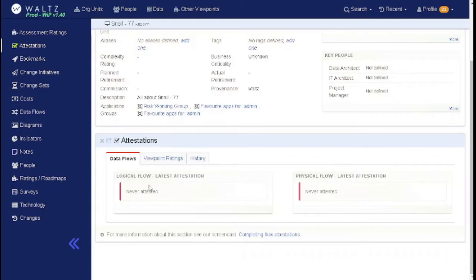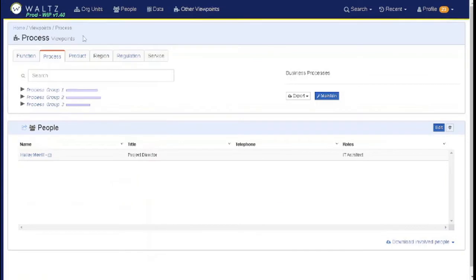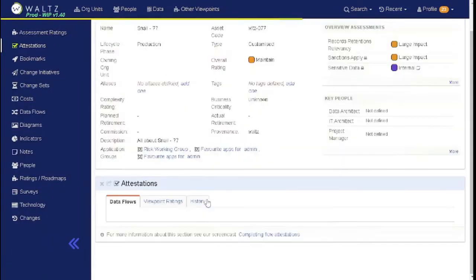And attestations sit against logical flows and the physical flows, but there's also the ability within Waltz to put these attestations against your viewpoint ratings. I won't go into too much detail, but this would essentially allow you to look at your current viewpoints, and you would be able to have attestations. So there may be a need within your organisation to attest application to function mapping or to process, or it may even be region. Maybe you need to understand which applications we are confident and do definitely know are mapped against the correct region. Again, this functionality gives you that opinion.